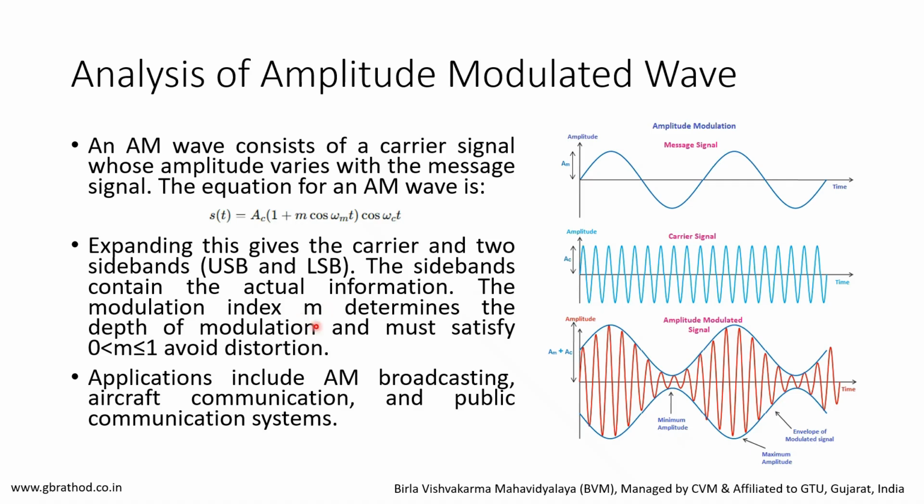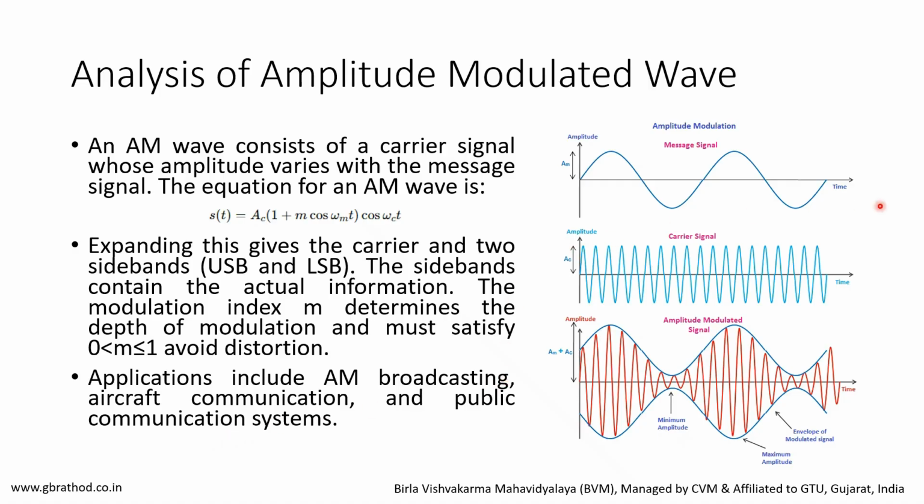The modulation index, this small m, determines the depth of modulation and must satisfy the condition 0 less than m less than or equal to 1 to avoid distortion. We have to maintain this modulation index, which can be found using the minimum amplitude and maximum amplitude levels. That equation is different, and we are not discussing the equation of the modulation index. This is just the basics of the amplitude modulated wave. Another thing is the applications of amplitude modulation: AM broadcasting, aircraft communication, and public communication systems.